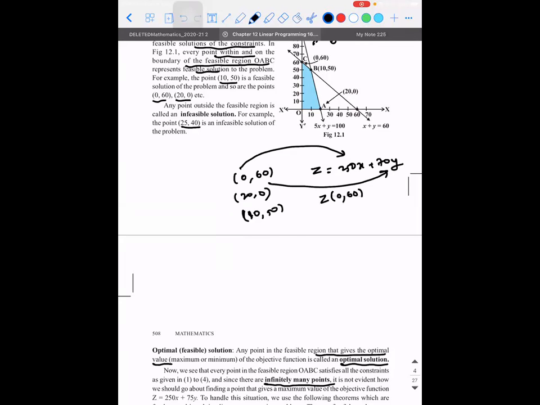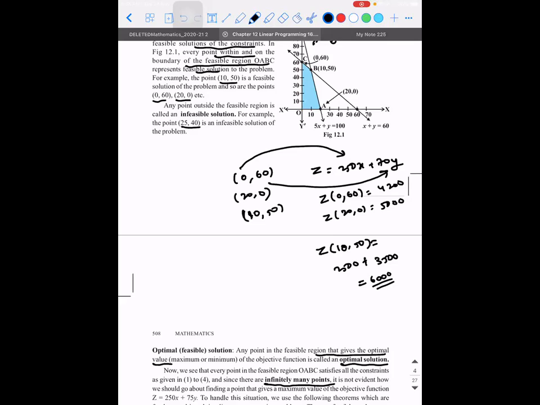Z in the case of 0, 60 will be 4,200. Similarly, Z in the case of 20, 0 will be how much? 5,000. Similarly, Z in the case of 10, 50 will be how much? 6,000. So 6,000, that is the maximum profit you will be able to make, because if you substitute any other point inside it, it is going to be lesser than that.